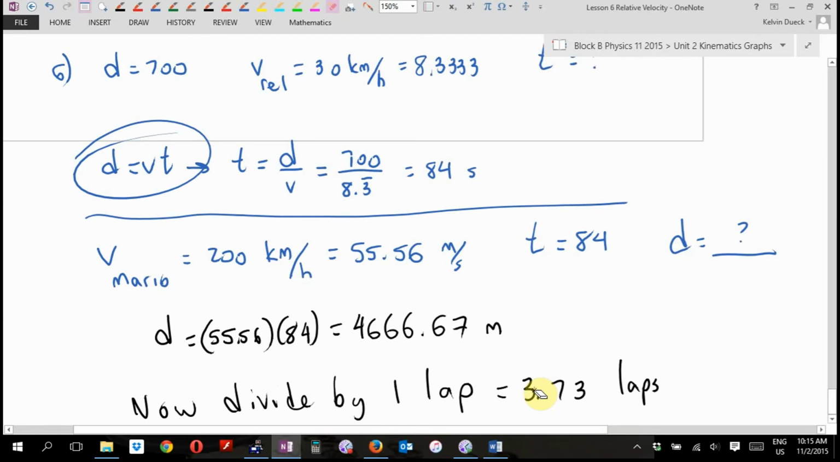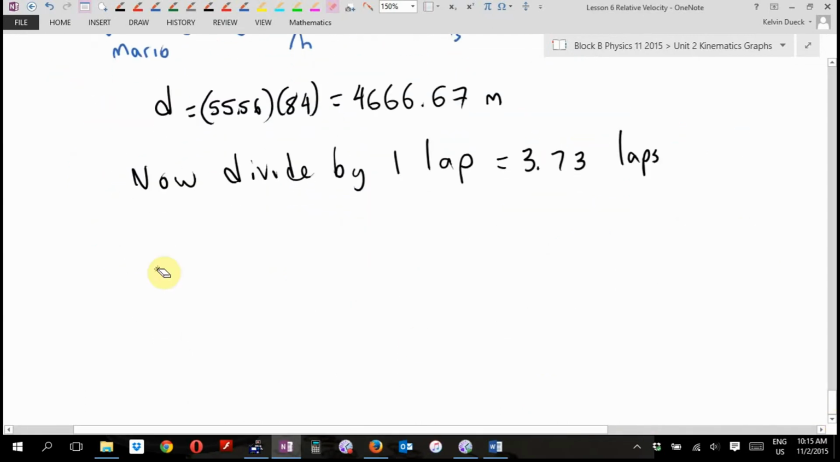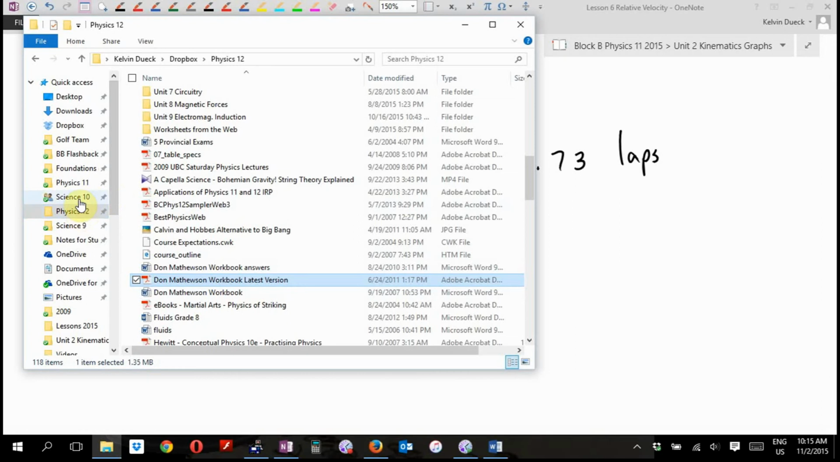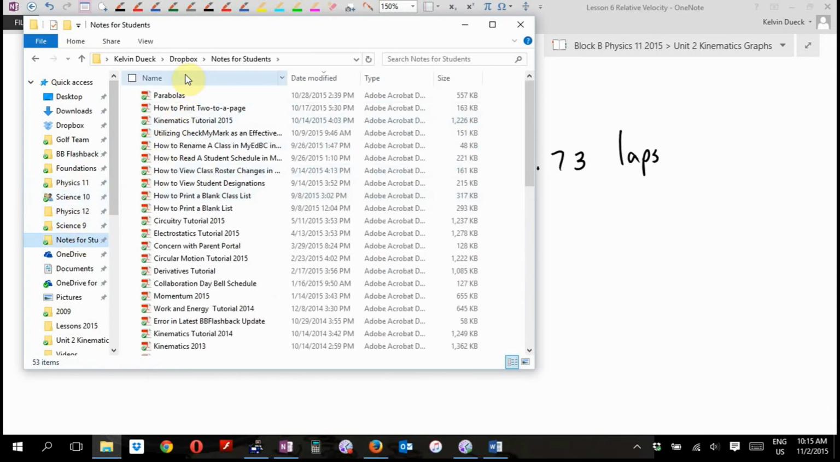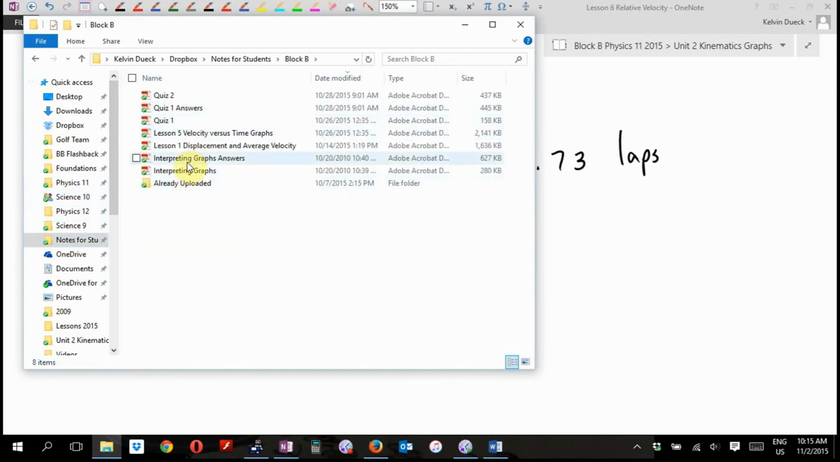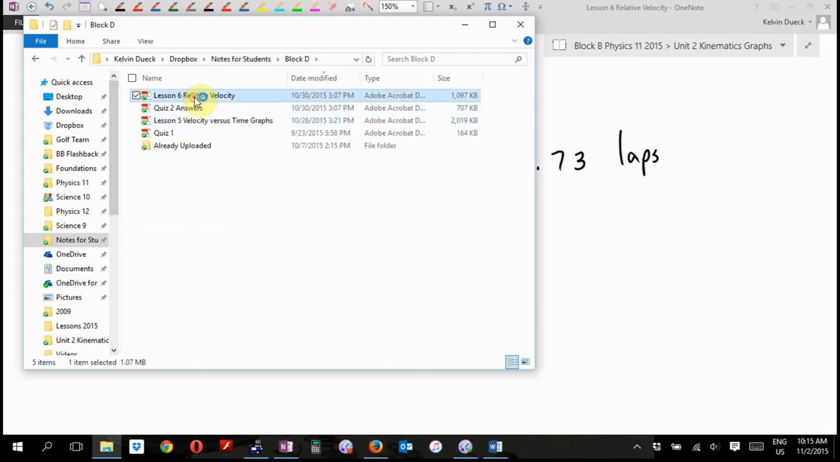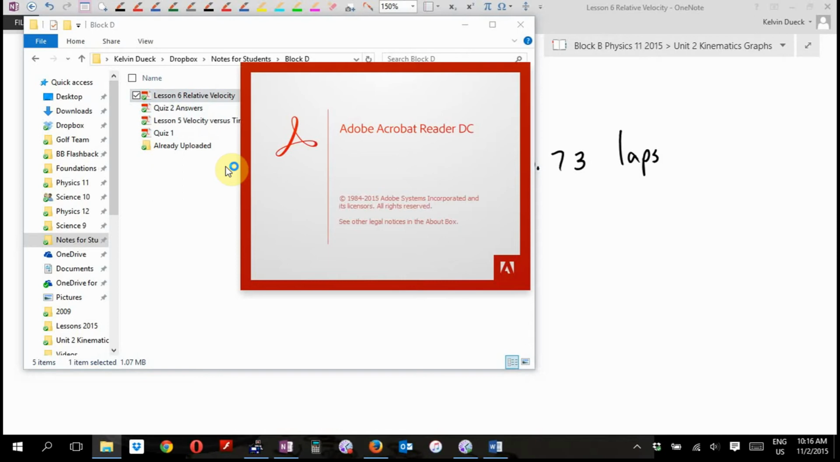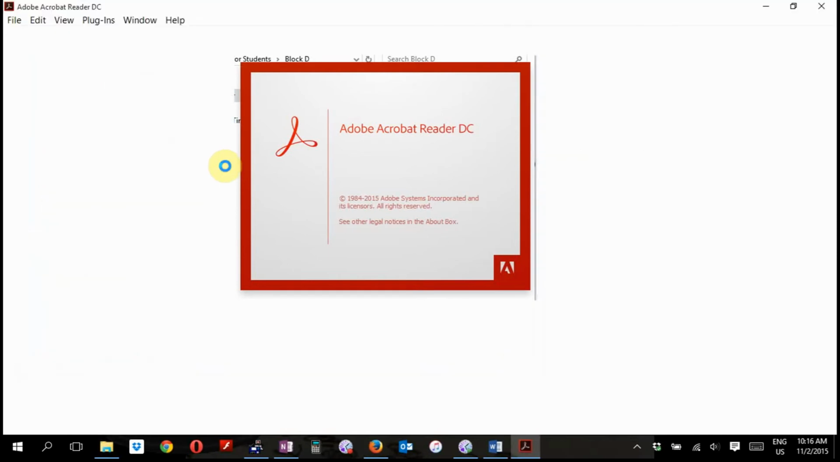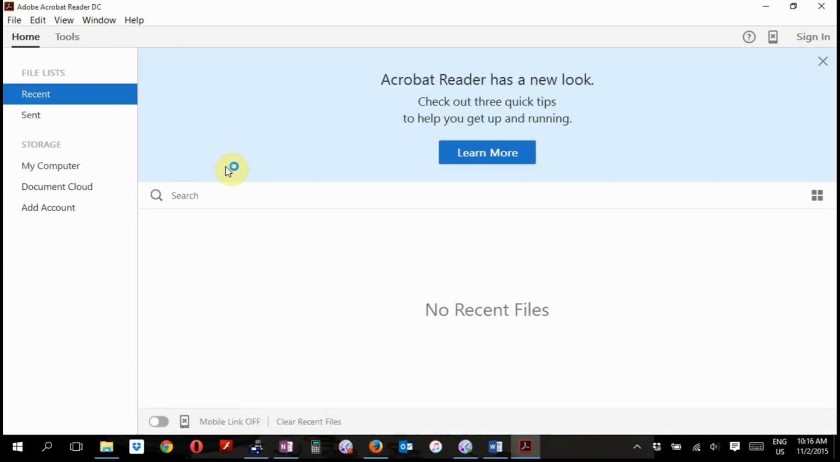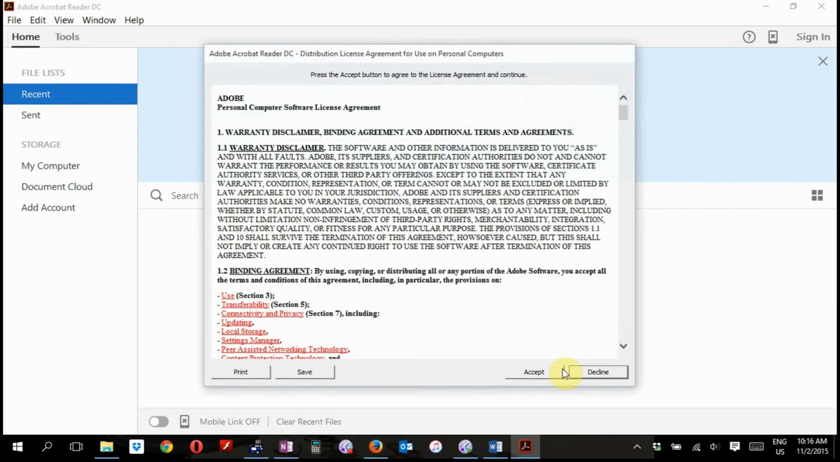Any others? Sorry, did someone say 7? 7. Can do that. Let's go find it, Mr. Dueck. Oh, I think I used my block D, didn't I? That's right. Oh, Acrobat did an update and went to a new screen. Okay. Accept.